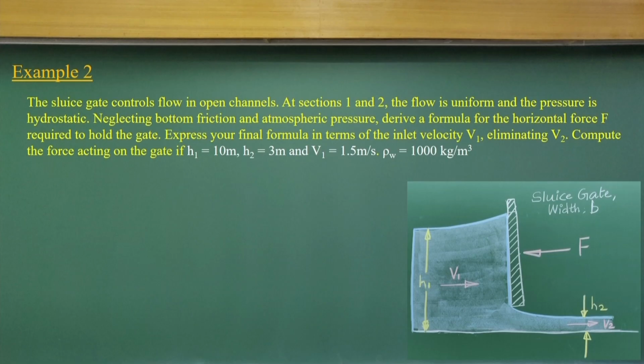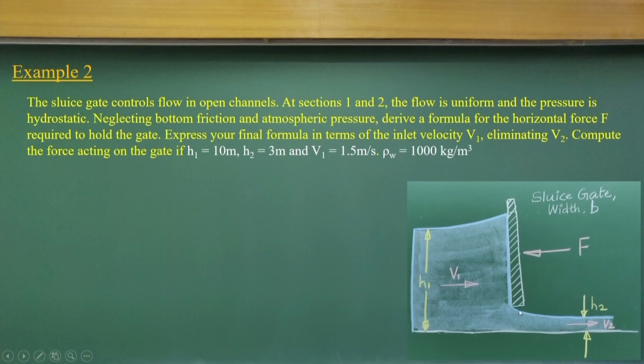Now, let us come to the second example, which is very interesting, and almost all fluid mechanics books have this example with some differences in numerical values. The problem is that there is a gate, and the flow is coming from this side and going out through this gate here. The velocity is V1 and V2, and H1 and H2 are the flow depths. This is the sluice gate. What could be the horizontal force acting on this gate, that is, the force necessary to hold it?